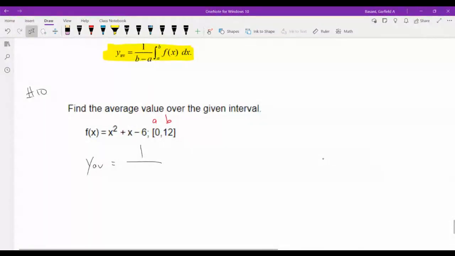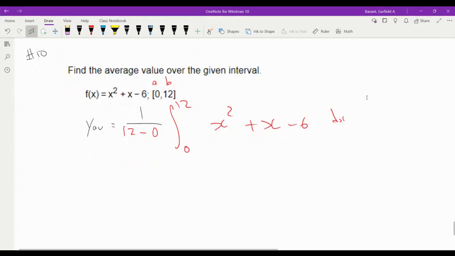All right, so the b is 12, right? Because it's b minus a, which is 0. Minus a, which is 0. And then we're going to take the integral from a to b. So our a, once again, is 0, and our b is 12, of f of x. So now we're going to add in f of x, which is x squared plus x minus 6 dx. That's it.